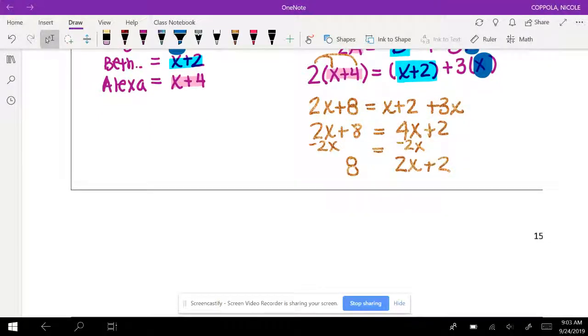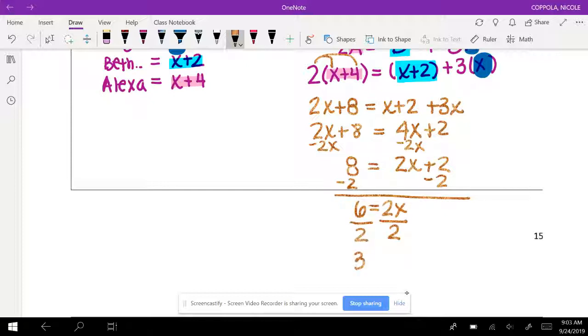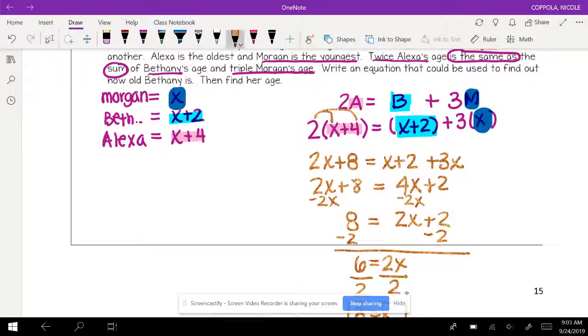Okay, running out of space. Okay, and then I'll subtract 2 over. So I'm left with 6 equals 2x. Divide by 2, I'm left with 3 equals x. Now, let's see. Morgan is 3. Bethany is 3 plus 2, which is 5. And Alexa is 3 plus 4, which is 7.